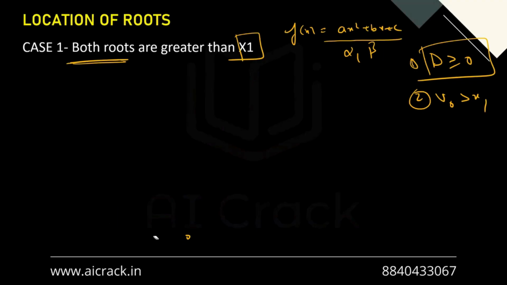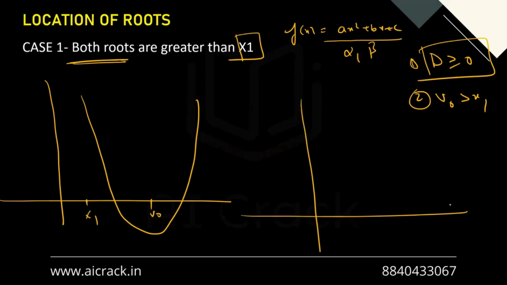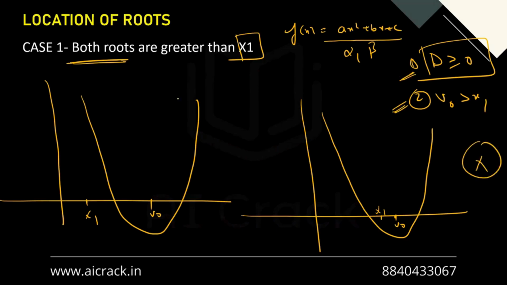Now let's draw two cases over here. The first case is this: this is our v0, this is our x1. The second case is this: this is our v0 and this is our x1. In both the cases, this condition is getting true, this condition is also getting true, right? We have to eliminate this one, right? To get the final answer, we have to eliminate this one.